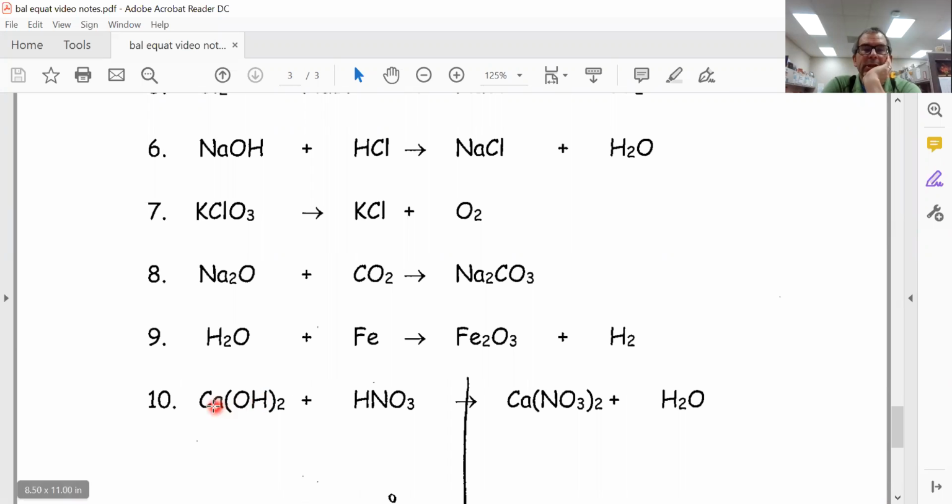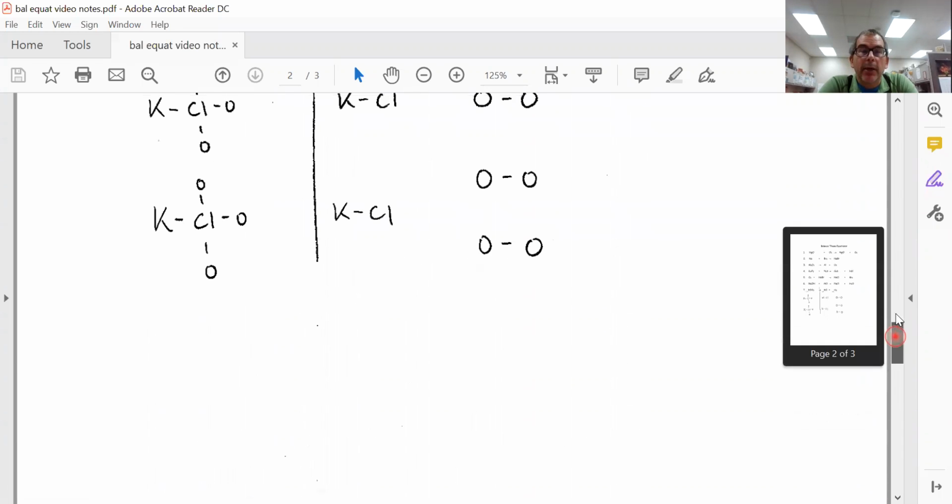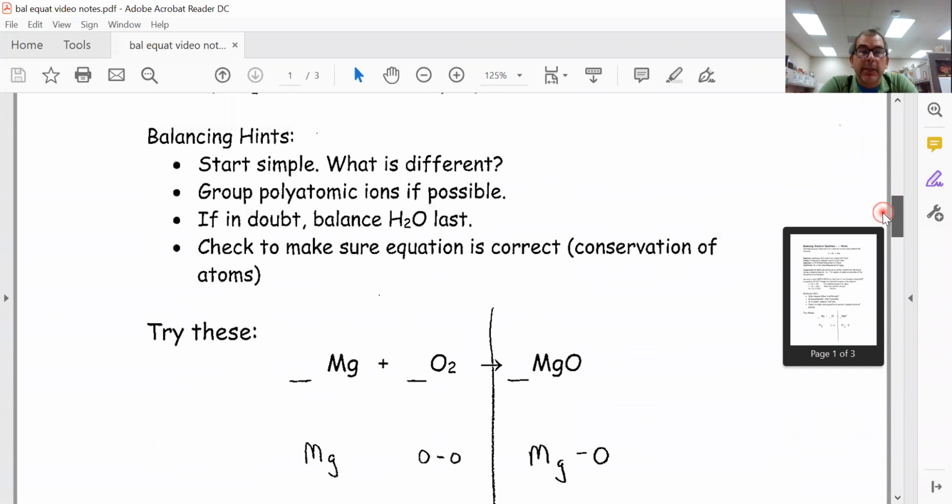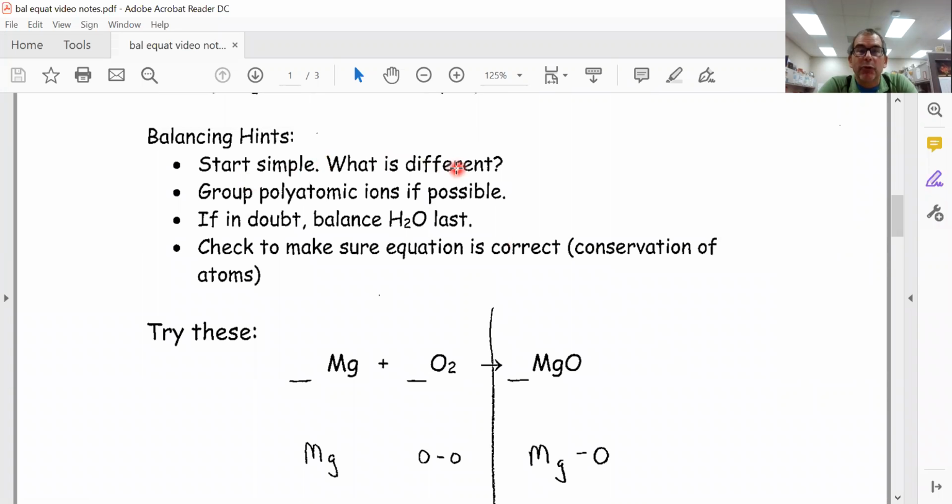Oh, this is getting more complicated. There's calcium, there's oxygen, there's hydrogen, there's nitrogen. There's a lot of different things going on. So there are a couple hints that I'm just going to go back and look at from when we did our reactions. And that was start simple, what's different?